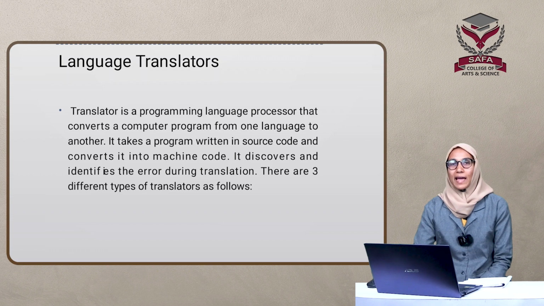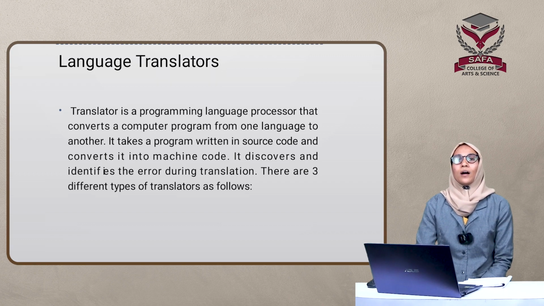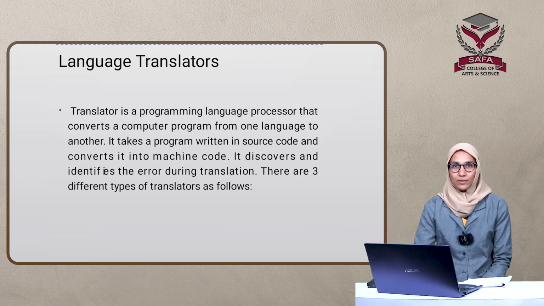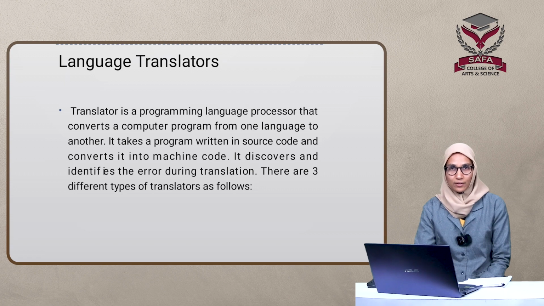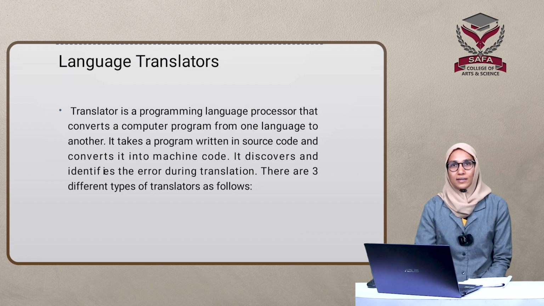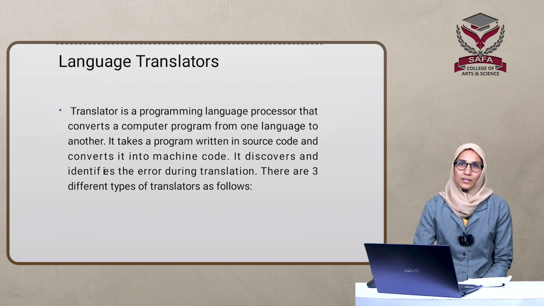Next, our topic is language translators. What is the use of language translators? We already know our basic programming language is machine language. The other two languages are assembly language and high-level language. The users can write in either of the other two languages. The information can be translated into machine language. This can be done by using a set of software. That software is known as translators.